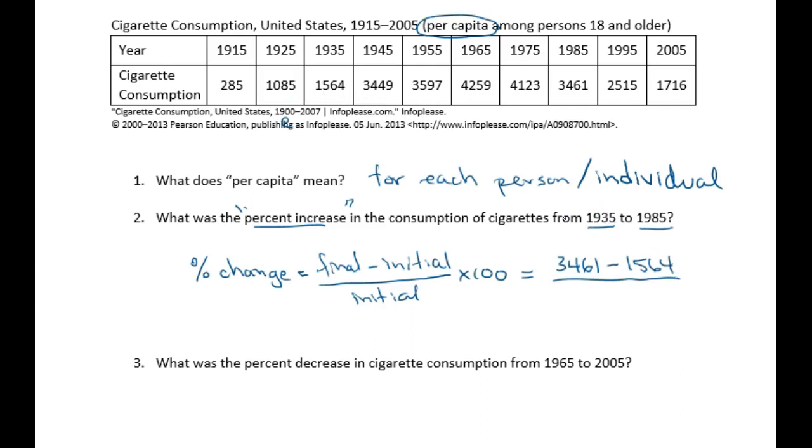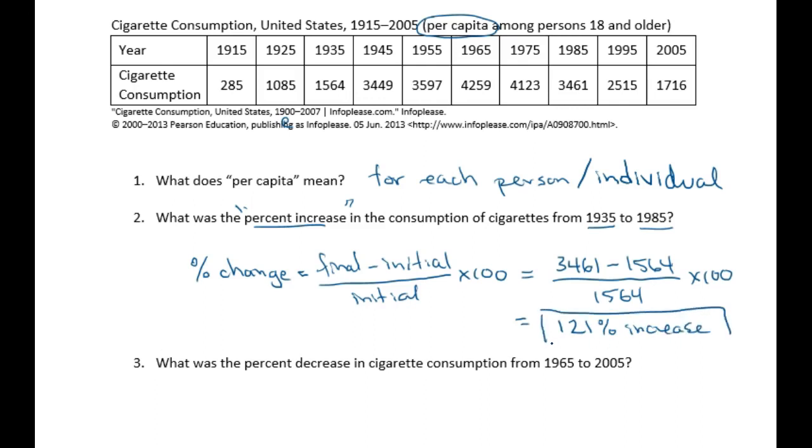So again, 1,564. And then we're going to multiply that by 100 to get it in percent form. When you plug that into your calculator, I end up getting 121.29, etc. So I'm just going to round that to the nearest percent. So I get approximately 121% increase.